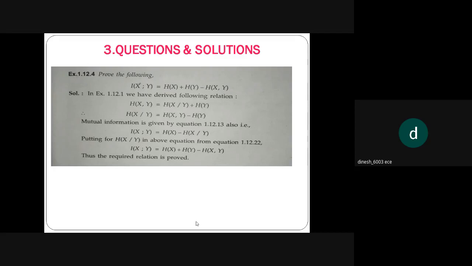Coming on to the next problem, this is also a property of mutual information, where the mutual information is related to the joint entropy, which is I of X;Y equal to H of X plus H of Y minus H of X comma Y. Here you will be asking me, sir, you spoke about two different entropies, one is conditional entropy and another is joint entropy. Which one is what, sir?